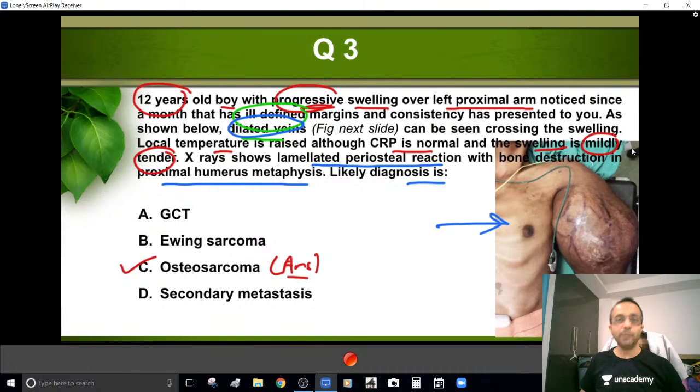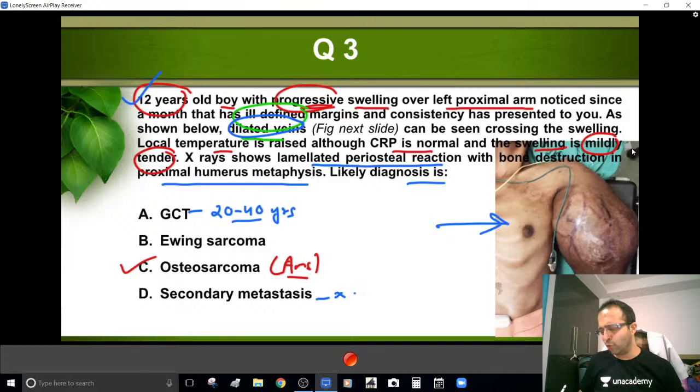Okay, it's not GCT because that will be an epiphyseal lesion. All right. Then, in GCT, you would generally not find these dilated veins. They won't be there. And then GCT, this age group will never be there because GCT you generally find in the 20 to 40 years age group, middle age. GCT occurs after the fusion of growth plates. And in 12 years, the growth plates will be open. So I can rule out GCT.